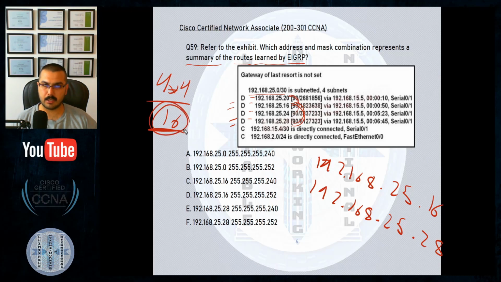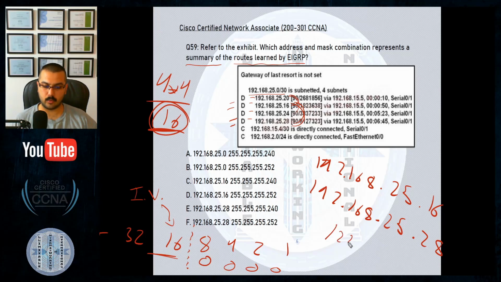16 incremental value of 16: 1, 2, 4, 8, 16, 32, etc. If I wish to make 16 as the increment value, then I would need a line on its right side to make this one the IV, the increment value. And since the line is here, whatever is on the right of the line will become zeros, 0, 0, 0, 0. So that will be /28 because it contains 28 ones and 4 zeros.